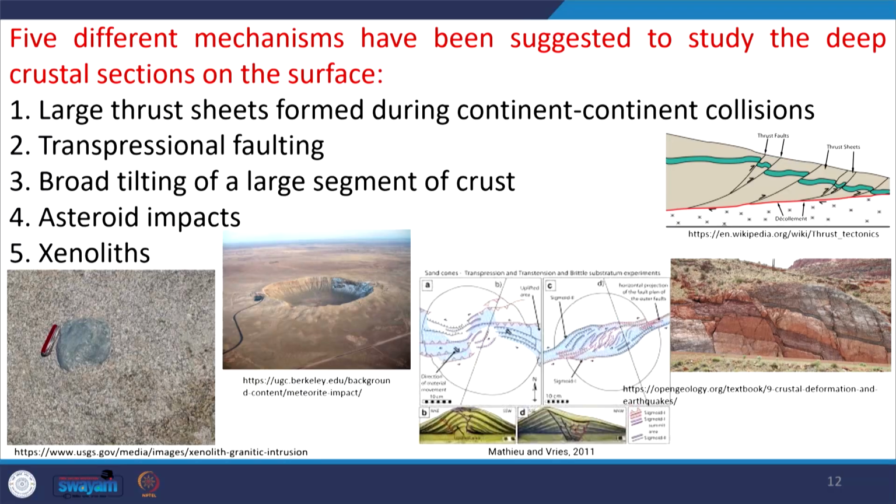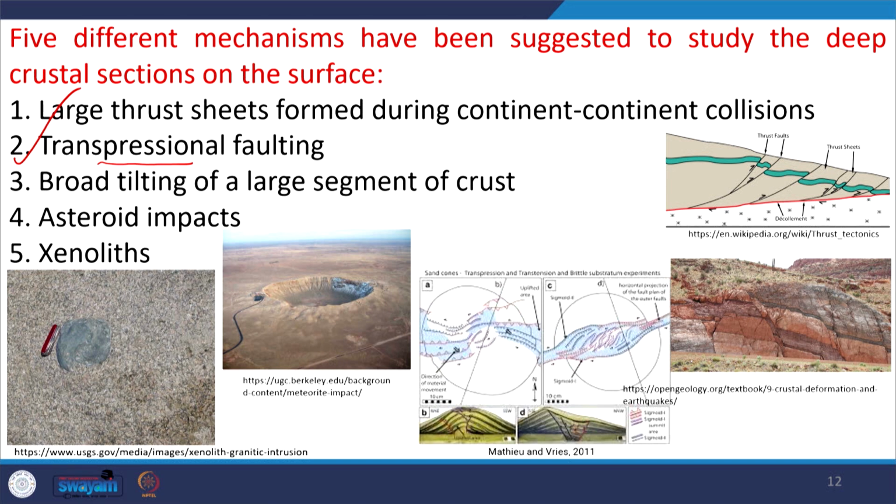Second method is the transpressional faulting. Transpressional faulting is another mechanism, which we will deal with when we talk about transform faults. Generally, the name itself says transpression, that means there is a pressure regime. So, there will be one type of collision of two blocks. Due to high pressure, these rocks from the lower regime are coming near to the surface. So, that is another method to study these deep crustal rocks.